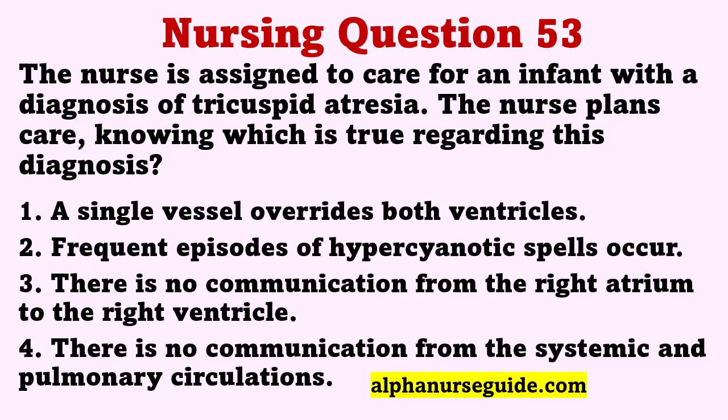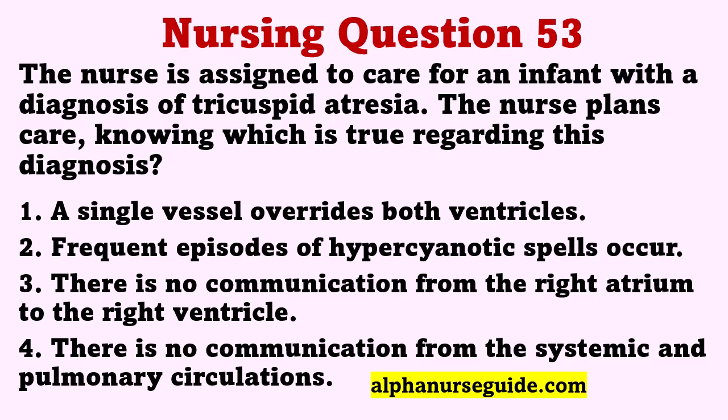The nurse plans care, knowing which is true regarding this diagnosis. 1. A single vessel overrides both ventricles. 2. Frequent episodes of hypercyanotic spells occur. 3. There is no communication from the right atrium to the right ventricle. 4. There is no communication from the systemic and pulmonary circulations.